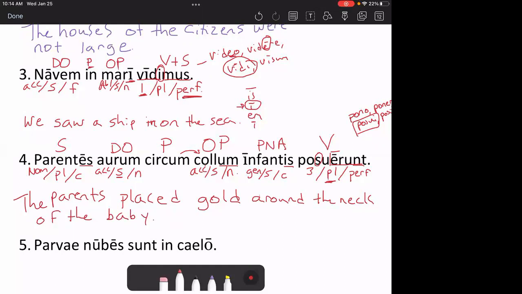Okay, and this is referring to like a necklace or something like that. Specifically, it's referring to the custom of using a bulla, B-U-L-L-A, and that was seen as a good luck charm that children would wear for all of their childhood. So until a boy, I believe the number is 14, became a man, and until a girl was married, they would wear a bulla.